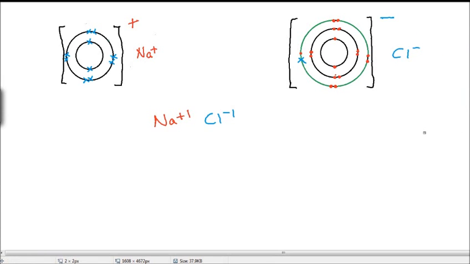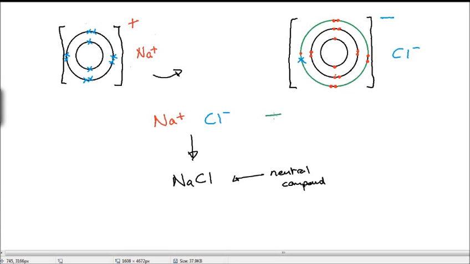So in this case, those charges do in fact balance out, and we get, so this forms NaCl, a nice neutral compound. So you can see that sodium has lost an electron, it has given an electron over to chlorine, the chlorine's accepted it, it's changed the charges on the atoms, it's formed ions.